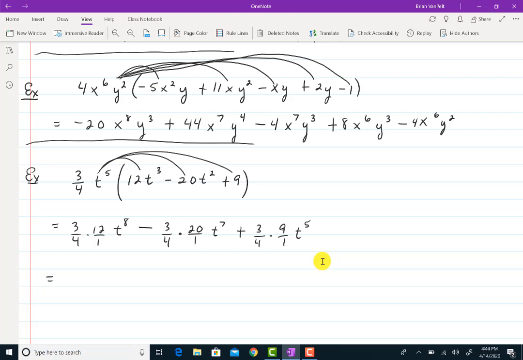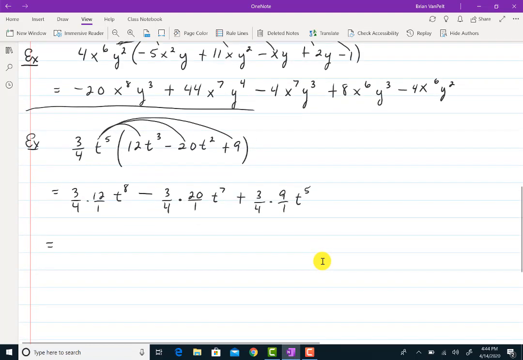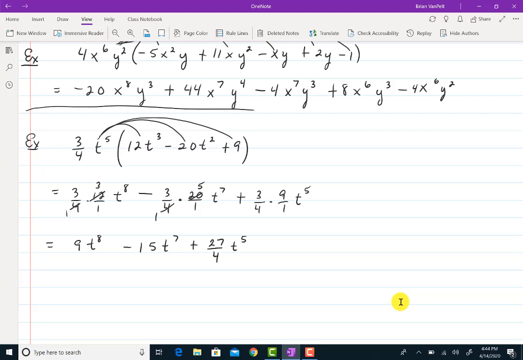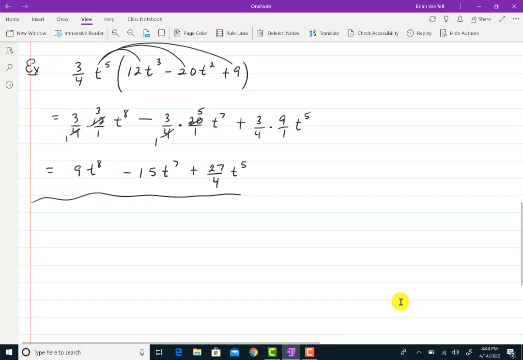So let's see what kind of simplifying we can do here. 4 goes into 12 exactly 3 times, so I'll get 9t to the 8th. Let's see, 4 goes into 20 5 times, so I'll get negative 15t to the 7th. On the last piece, I noticed that 4 doesn't go into 9, so there's no simplifying I can do. I can simply write this as 27 over 4 t to the 5th. And now we're ready to work this a little bit more.